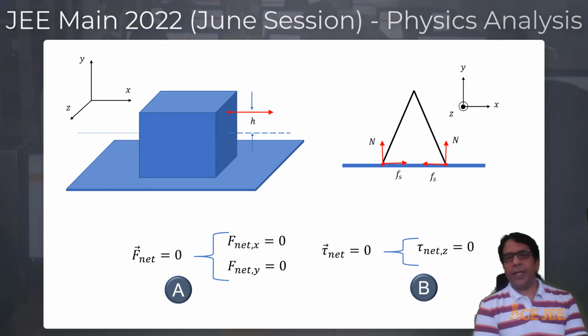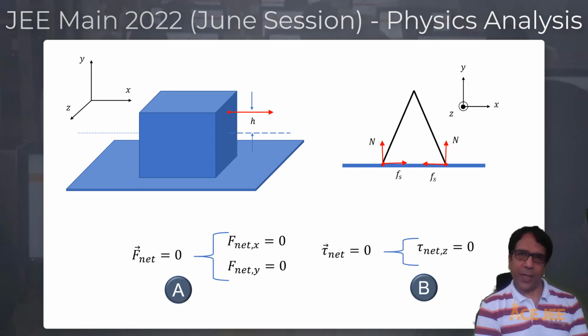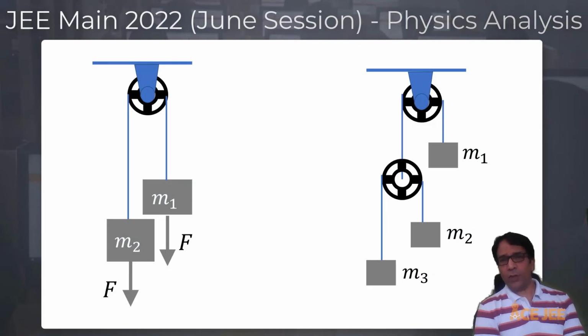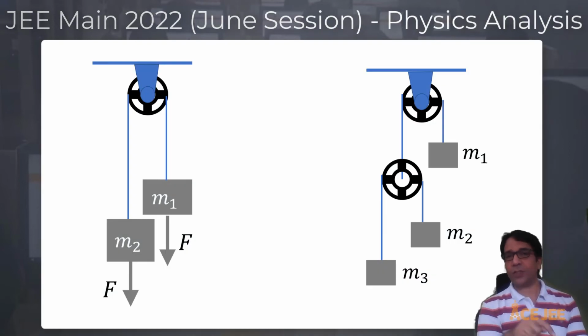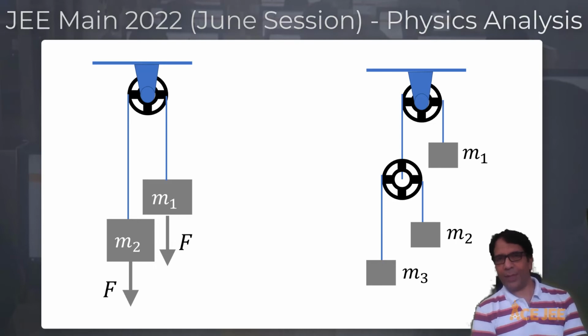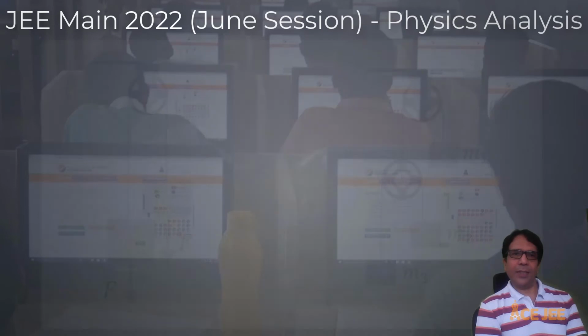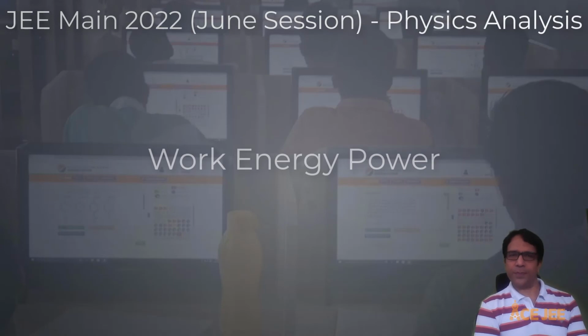Next one, here you will be given an extended rigid body, say a ladder, placed against the wall, and you will have friction forces involved as well, and once again you will have to use the same equations to determine the unknown. And the next one, which showed up this year but has not showed up in the previous years, are the questions on the mass pulley arrangement, right? The mass pulley arrangement. Now moving on to work, energy, power.